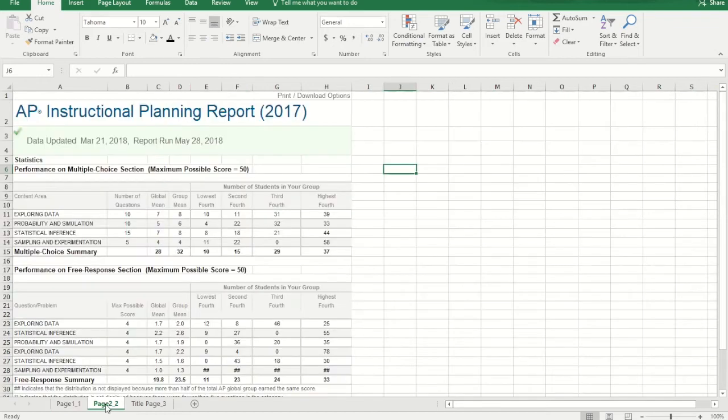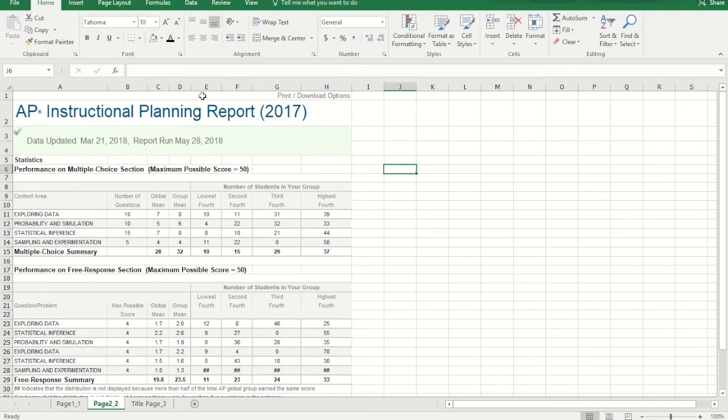The second page of your IPR provides much more detailed information on how your students did on a variety of multiple choice and free response topics. We are primarily interested in the ratio of the global mean to the group mean. We will have Excel calculate this ratio.